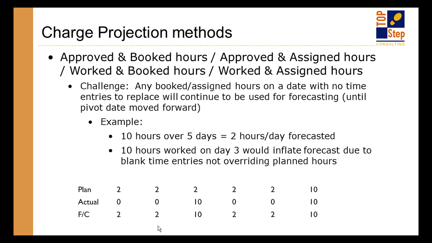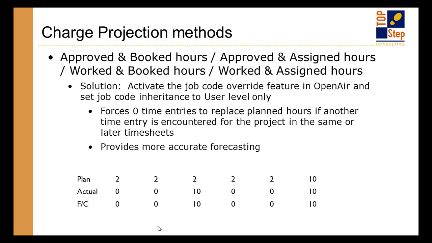The solution to handle this, if you have seen this type of behavior in your system or are wondering why your forecast is higher than you would have expected, is a feature called the project job code override. And what you'll need to do is turn this feature on. And all it simply does, and this is my terminology, not the official OpenAir explanation, is tell the OpenAir timesheet and the forecasting system to reevaluate each of the time entries to make sure that it's accommodating that in the forecast capability cleaner. So it actually will substitute the zeros, the blanks, for the 2s. It'll make sure that it replaces the time more accurately.